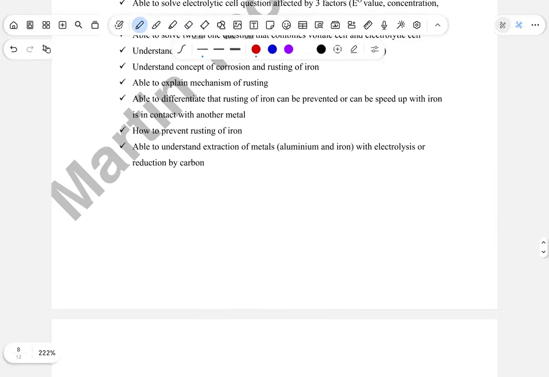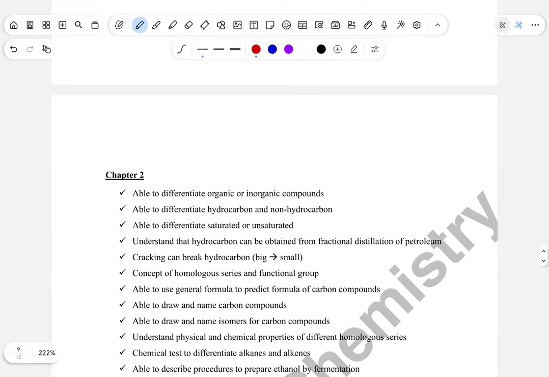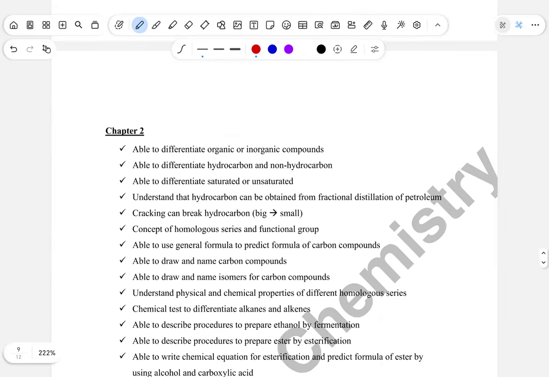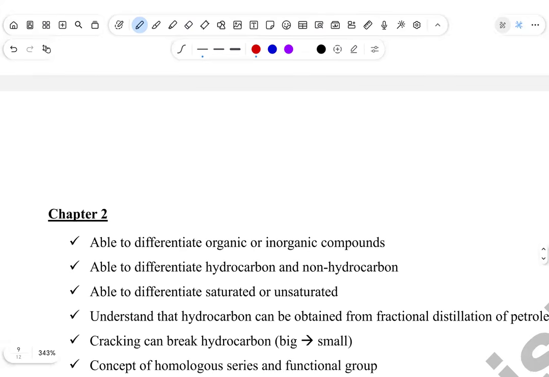All right, now let's have a look. Chapter 2. Chapter 2 is also a long chapter, also a killer topic. I think we spent approximately 16 lessons on chapter 2 this year. First and foremost, you must know what is an organic and what is an inorganic compound. Organic comes from a living source, inorganic comes from a non-living source.